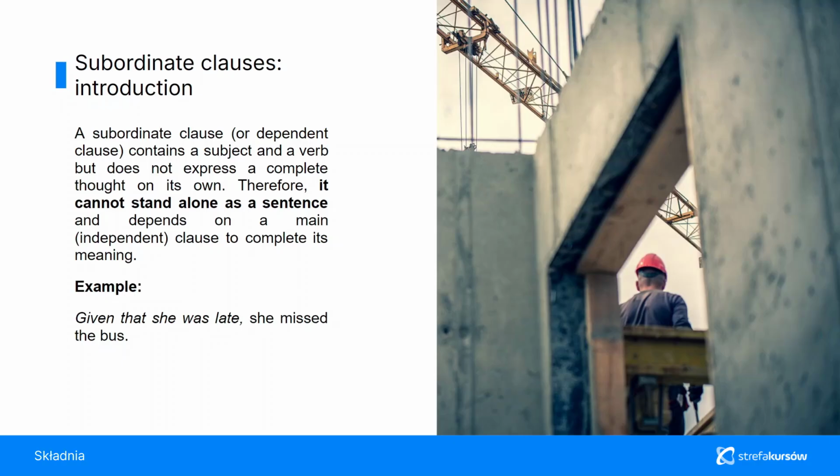complete its meaning. As you can see here in the example, given that she was late, she missed the bus. The phrase, given that she was late, is the subordinate clause. It provides a reason for missing the bus, but it cannot stand alone as a complete sentence.